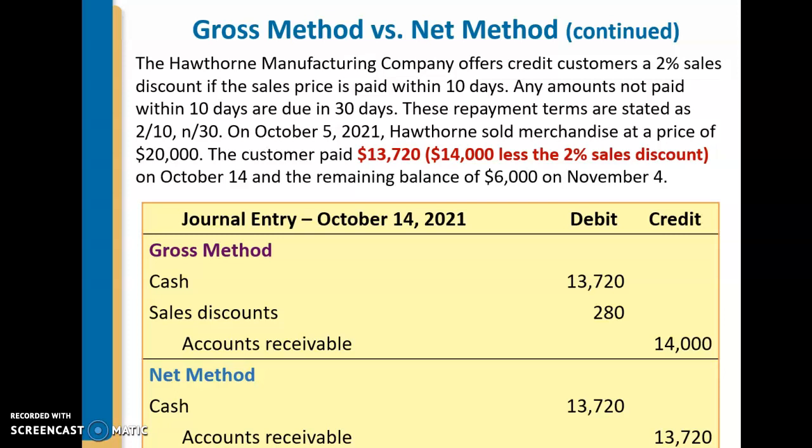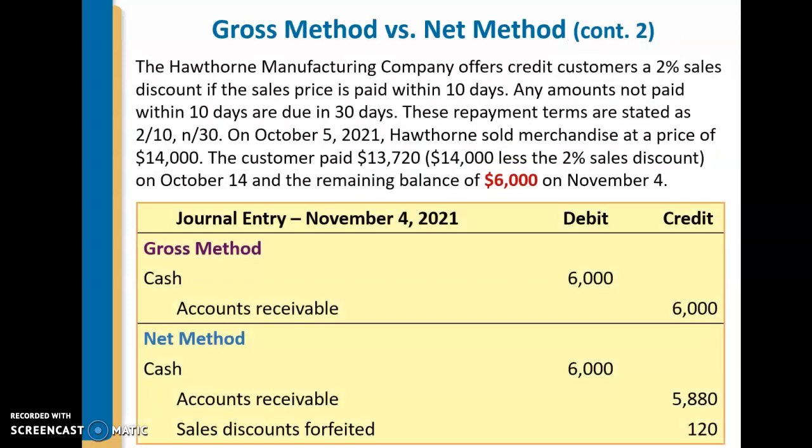Now that last $6,000 payment, they're not going to get a discount on that, because they paid after the 10-day credit period. In this case, under the gross method, you simply debit cash and credit accounts receivable. Under the net method, we actually have to credit a revenue account for discounts forfeited. So we debit cash for the $6,000 we received. We credit accounts receivable for $5,880, and we credit discounts forfeited $120.